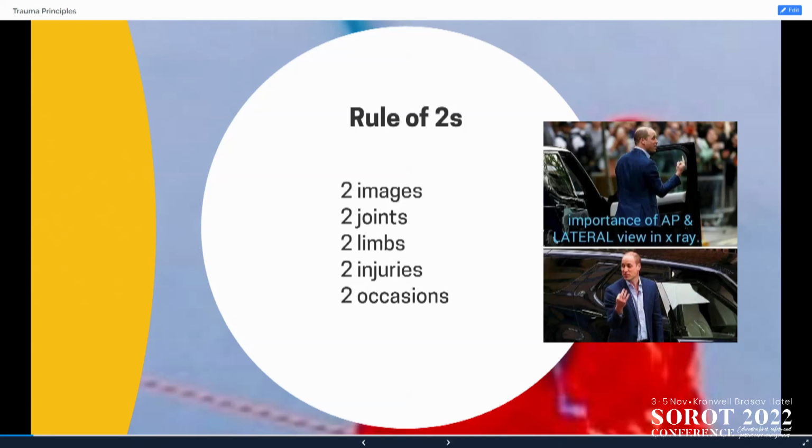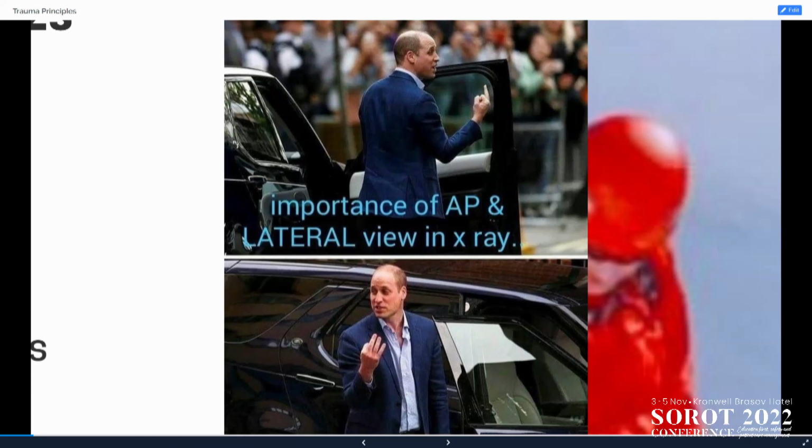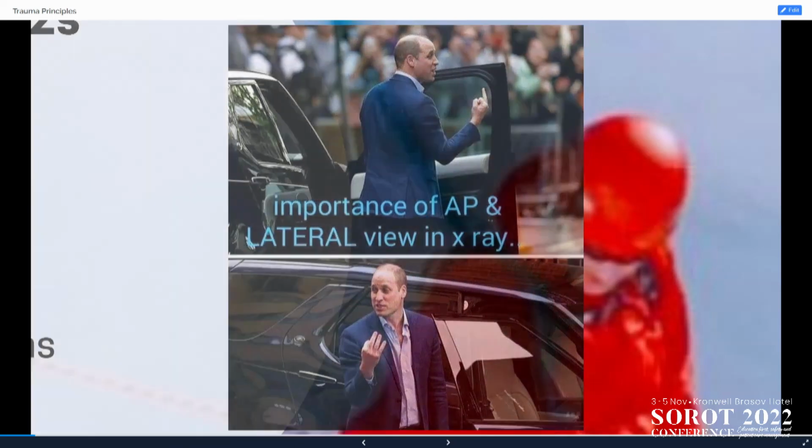Especially in pediatric orthopedics, you have to do the contralateral limb. You have to look for 2 injuries, and sometimes for some occult fractures, you have to do it on 2 occasions. So the importance of AP and lateral view is very well described here. You cannot see everything in one view.